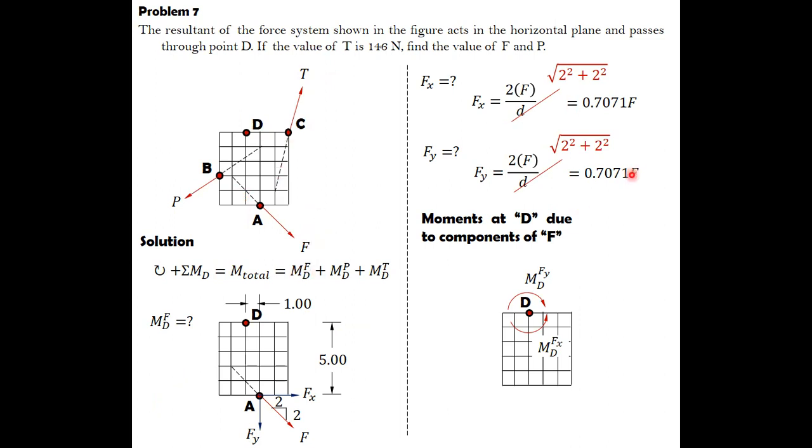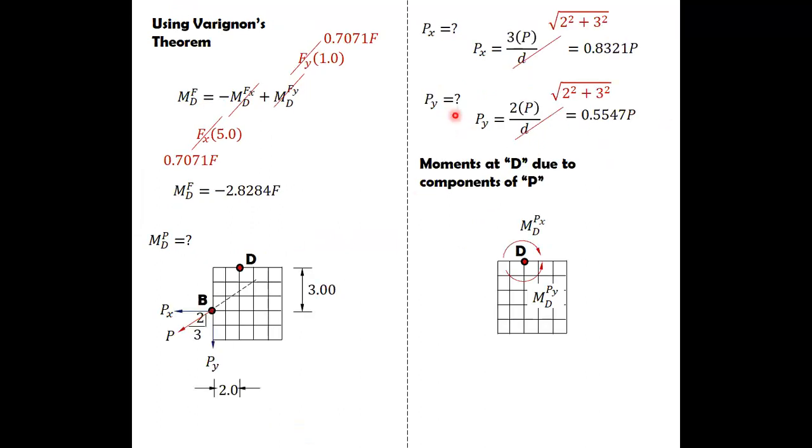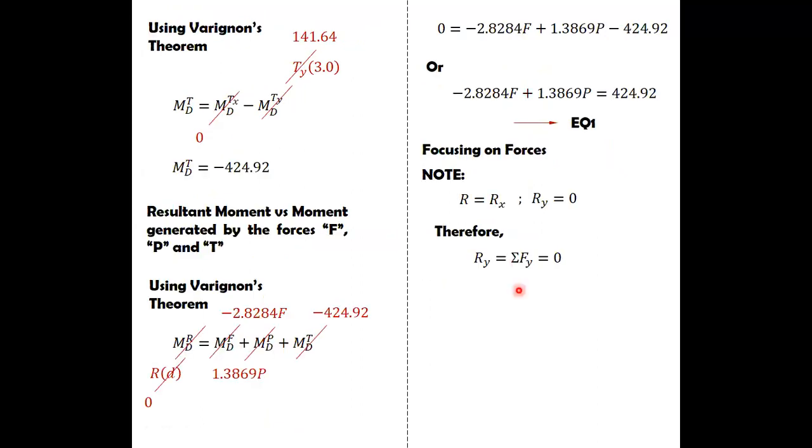Now, the vertical component of F is equivalent to 0.7071 F. And then the vertical component of P, let us proceed to the previous slide. This is the expression as the function of P, so that is 0.5547 P. And the next is the value of the y component of T, so that is equivalent to 141.64. Okay, so ang gawin natin, i-substitute lang natin sila. So again, this is negative Fy minus Py plus Ty. And then Fy again is this, Py is this, and then Ty is this, 141.